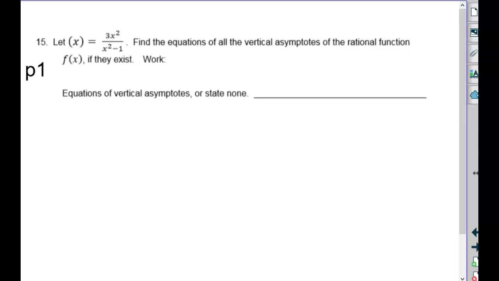All right, number 15. It says find the equation of all the vertical asymptotes of the rational function if they exist. This should say f of x. It's missing the f right there. You will have the reference sheet. Does anybody remember what makes vertical asymptotes?